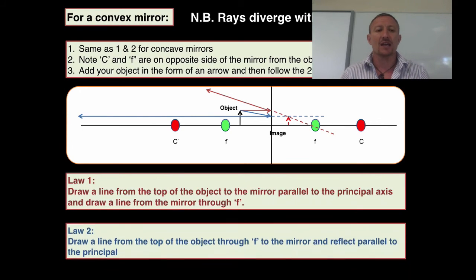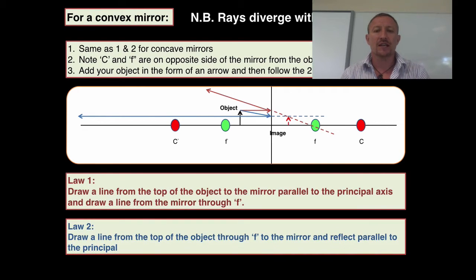I then do the same with my blue line, my second law. I pass from the top of my arrow through the focal point. When it hits the mirror or the vertical line, I then pass it back parallel to the principal axis. Now you've got to remember that the shiny surface is here, so it's reflected in these directions. Because we've got one light ray going this way and one light ray going that way, they're not going to converge. They're not going to come together. They only converge on the right-hand side.